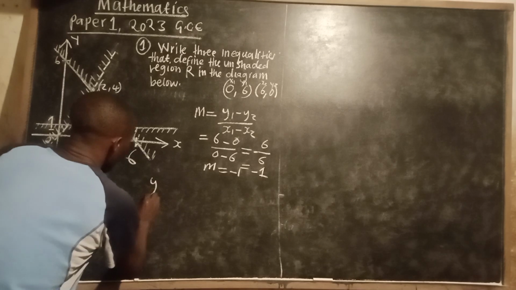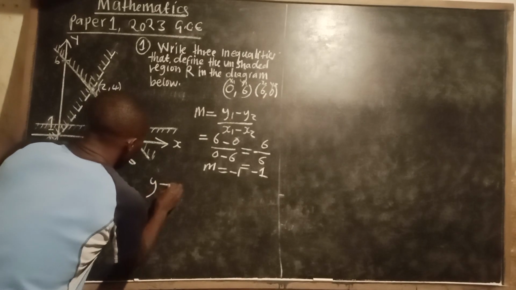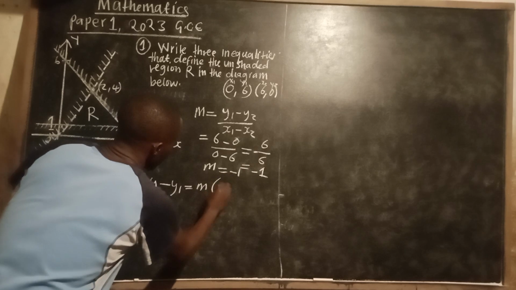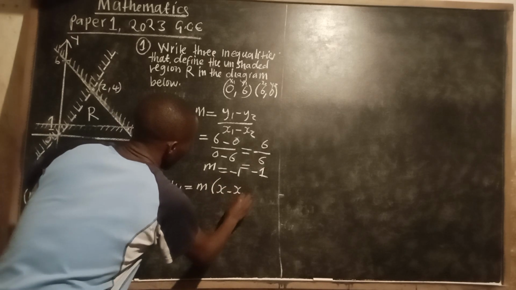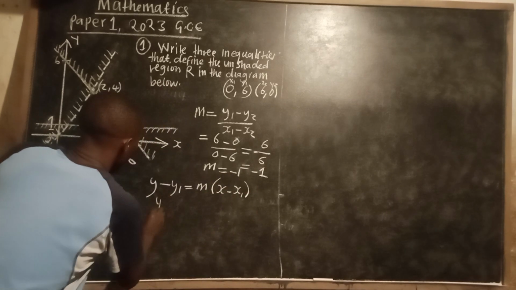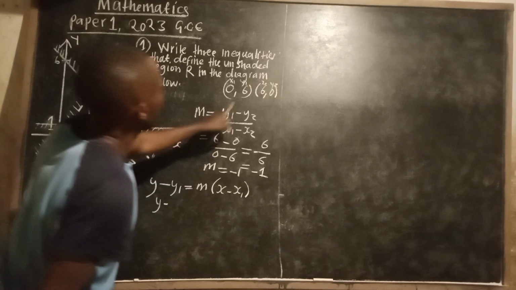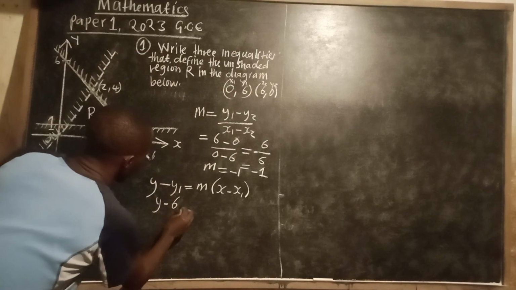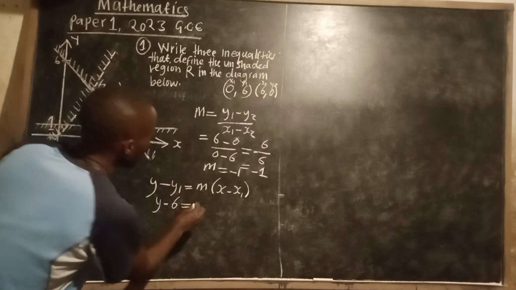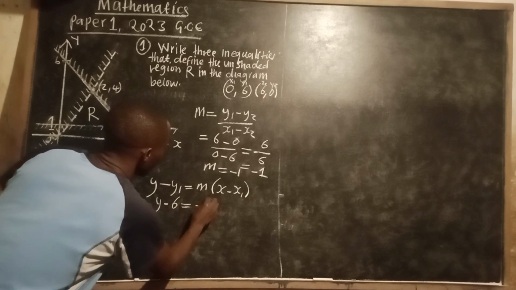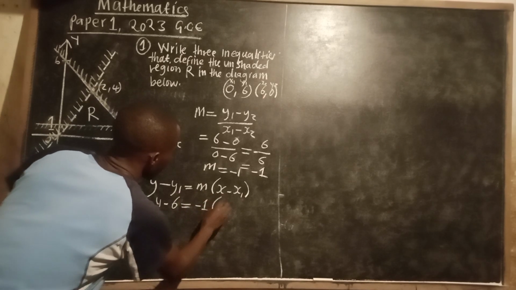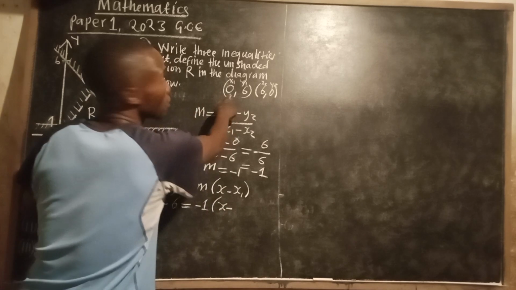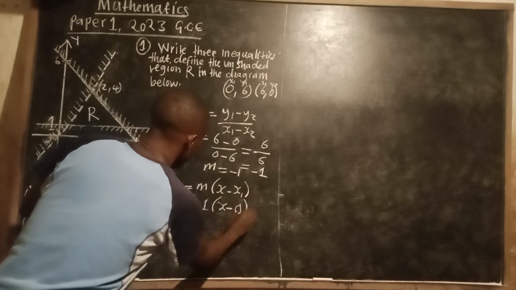Okay, so y, this is the formula, y minus y1 is equal to m, which is the gradient, then x minus x1. Okay, so y, what is our y1? We have the coordinates. Y1 is what? 6. It's there. So 6 is equal to, what is our gradient? Gradient is negative 1. Okay, then x, then x1 is what? X1 is there, which is 0.